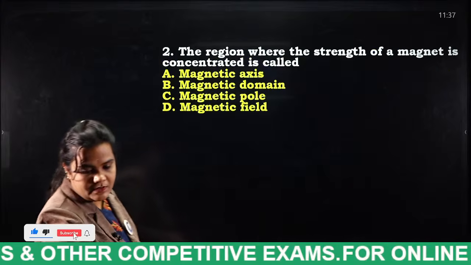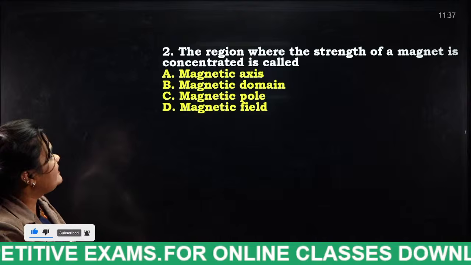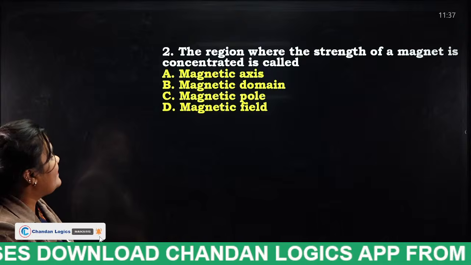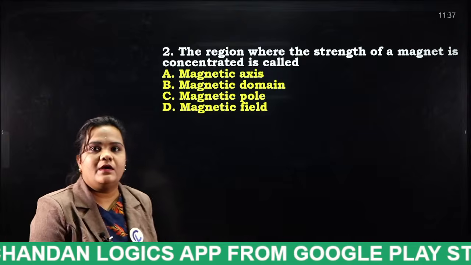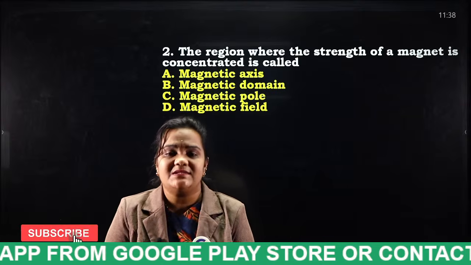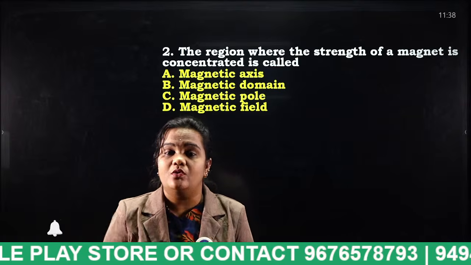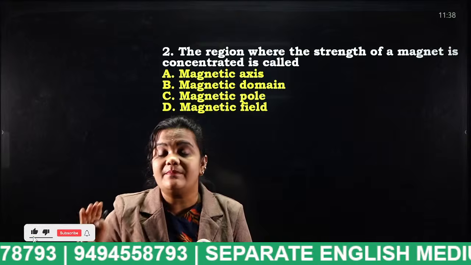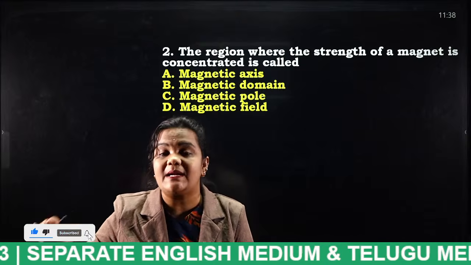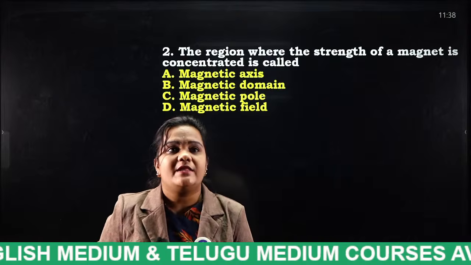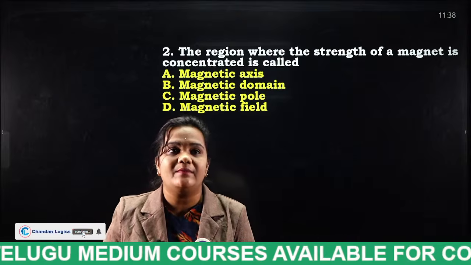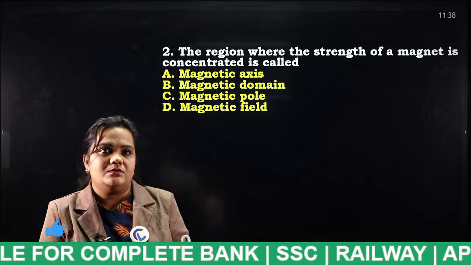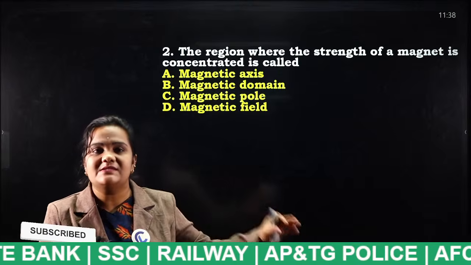Next, the region where the strength of the magnet is concentrated is called: magnetic axis, magnetic domain, magnetic pole, or magnetic field? Everybody mention your answers in the comment section. I have already explained this. The strength of the magnet is concentrated mostly at which part of the magnet? At the poles. So it is strongest at the poles and weakest at the center.